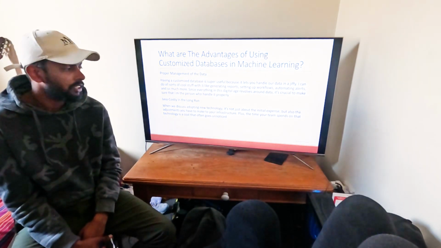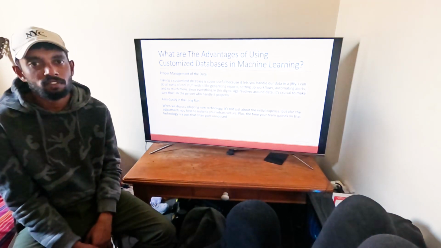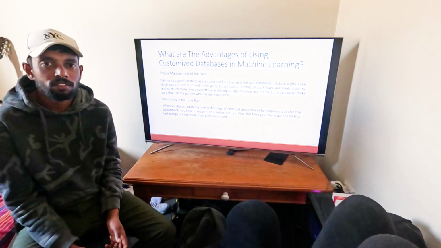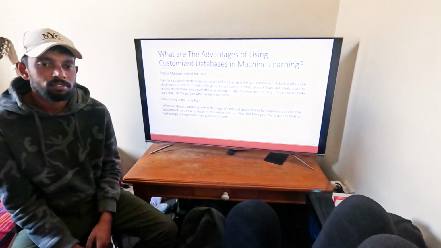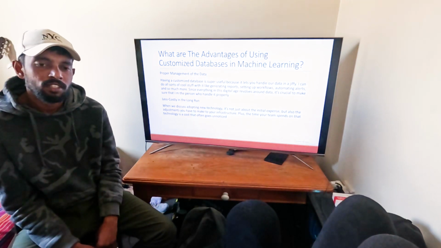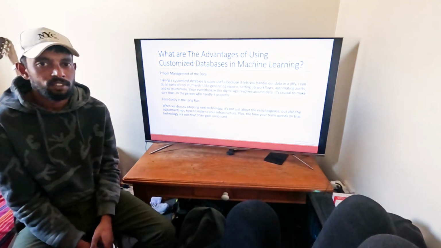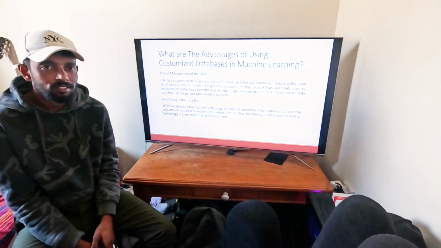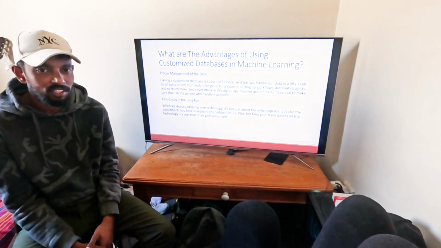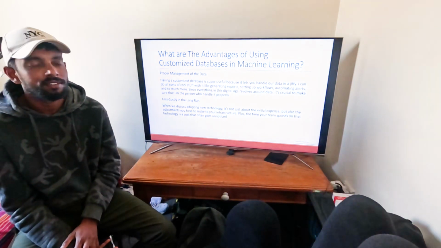We have a way to use and manipulate data. We don't need to pay for a new technology or whatever tools we would otherwise need. So with the proper data that we have, what we learn in databases is also how the data is stored and manipulated. So that is the advantage of using a customized database in machine learning.